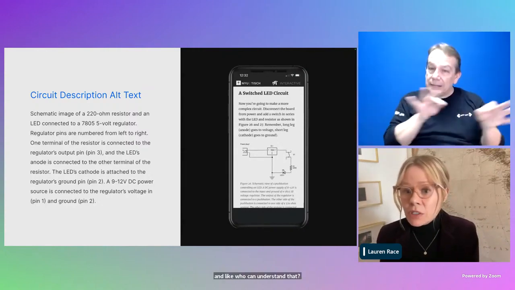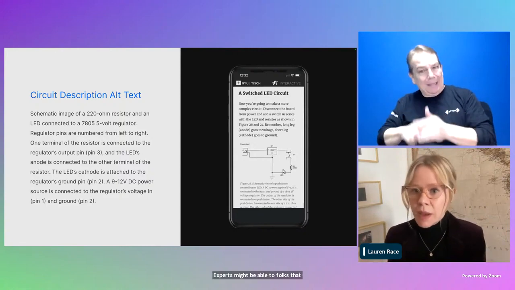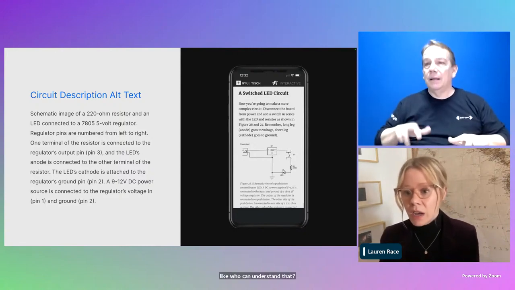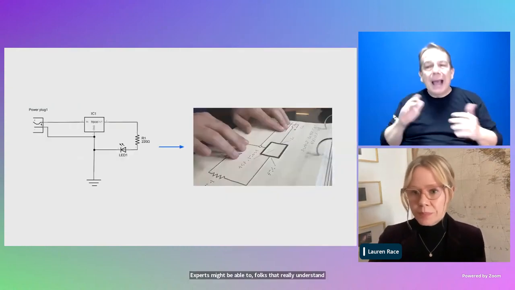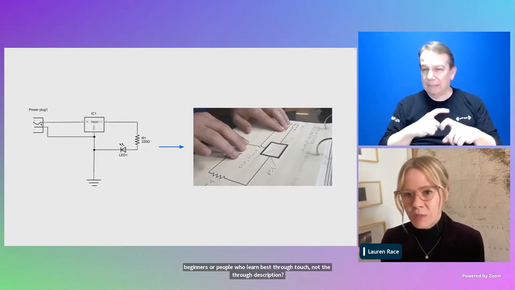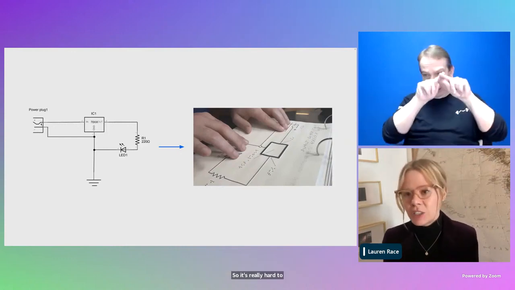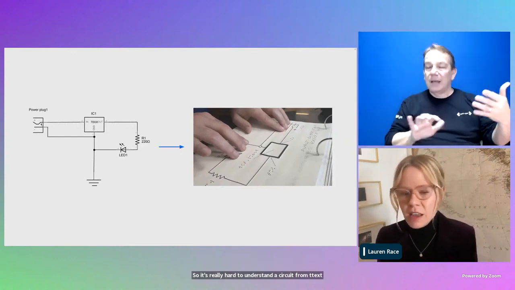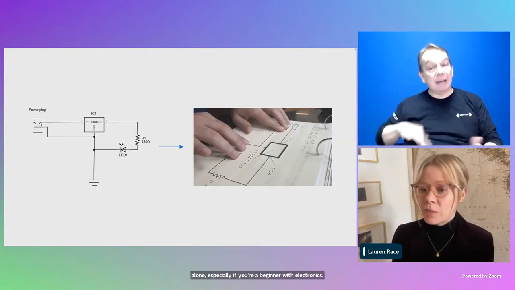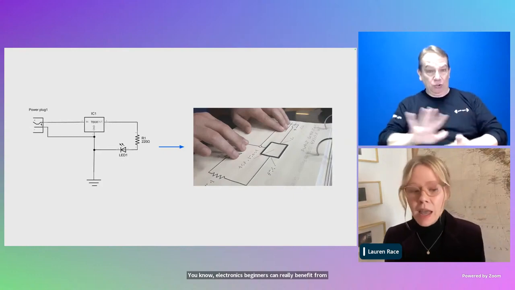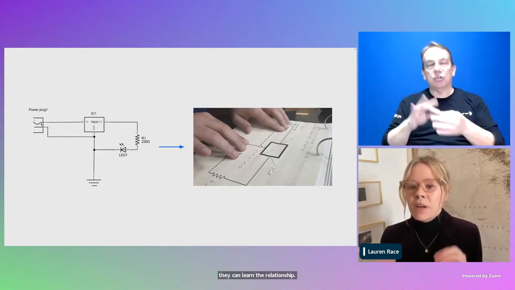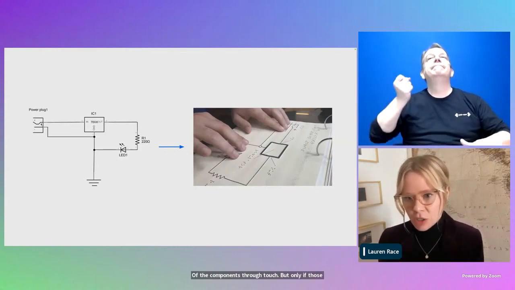Experts might be able to, folks that really understand this subject matter. But what about people who are beginners or people who learn best through touch, not through description? It's really hard to understand a circuit from alt text alone, especially if you're a beginner with electronics. Electronics beginners can really benefit from the spatial information that schematics can provide, and they can learn the relationships of the components through touch, but only if those images are made tactile.